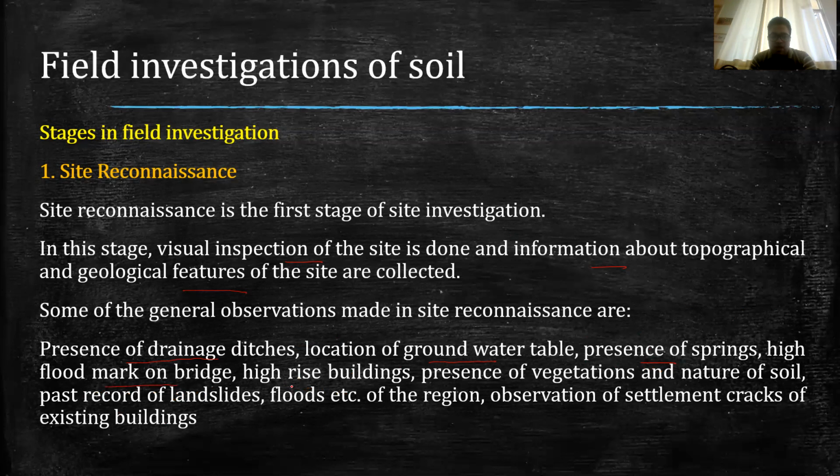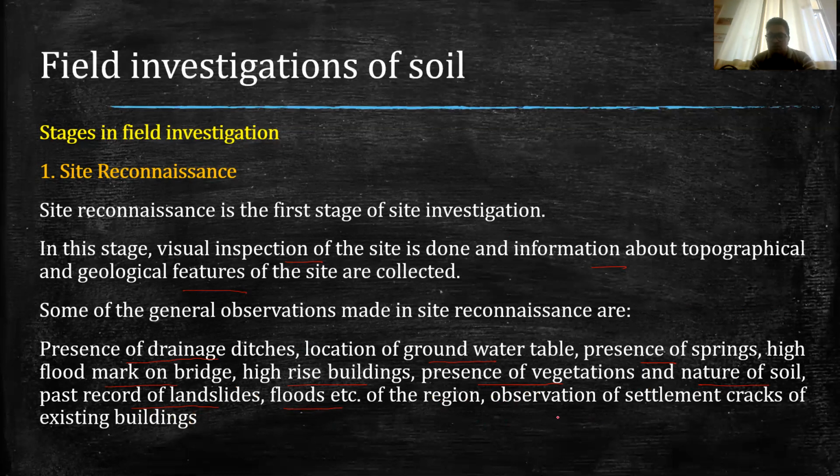Then if there is any high-rise building available in the nearby site, that is also marked in the report. If there is any presence of vegetation, what is the nature of the soil. So all these things we do visually with the help of visual inspection. And if there is any past record of landslide, in case we are constructing in a hilly area, there may be a past record of landslide also. Or if there is any record of floods in the region.